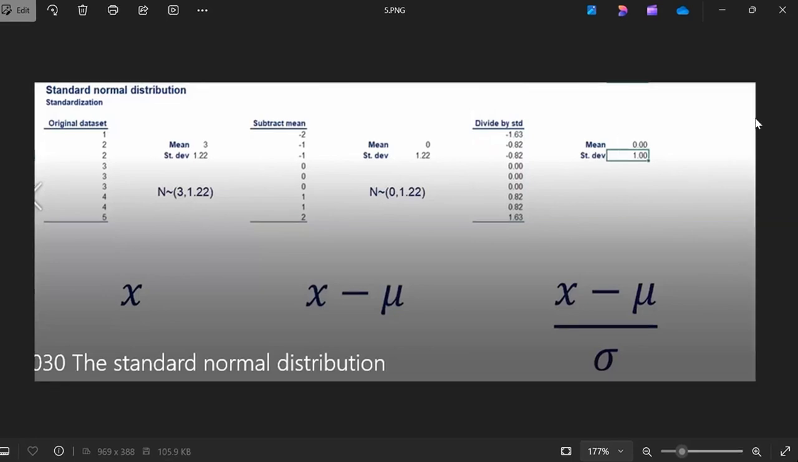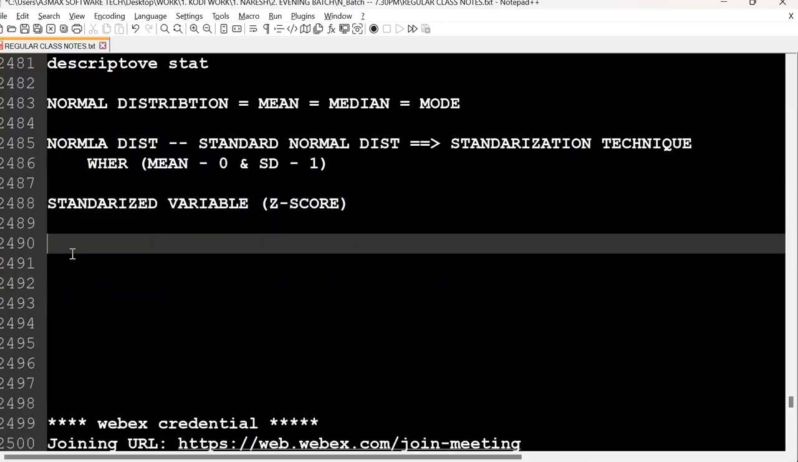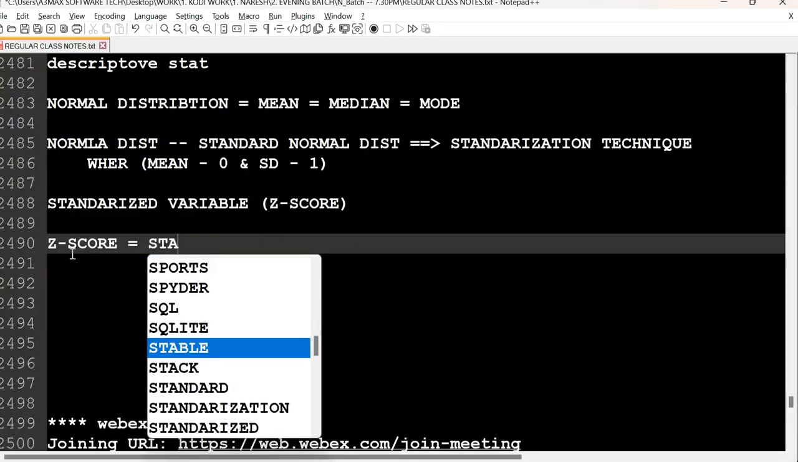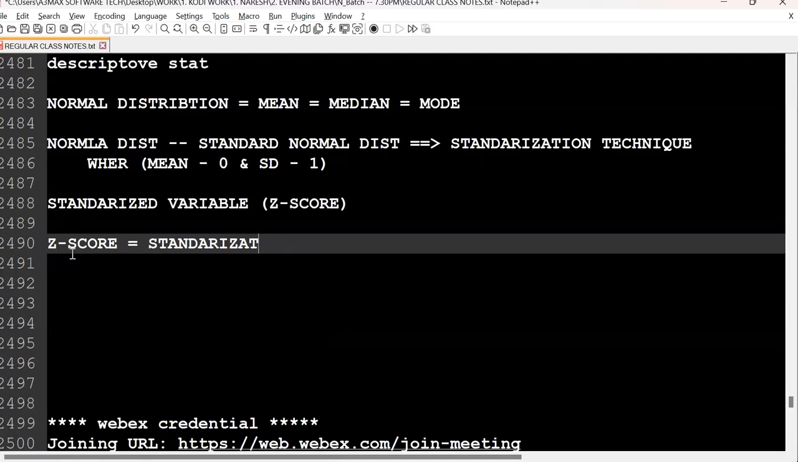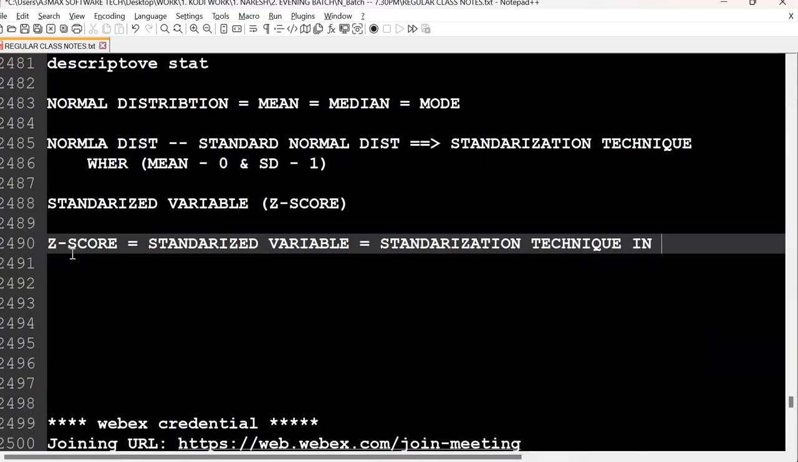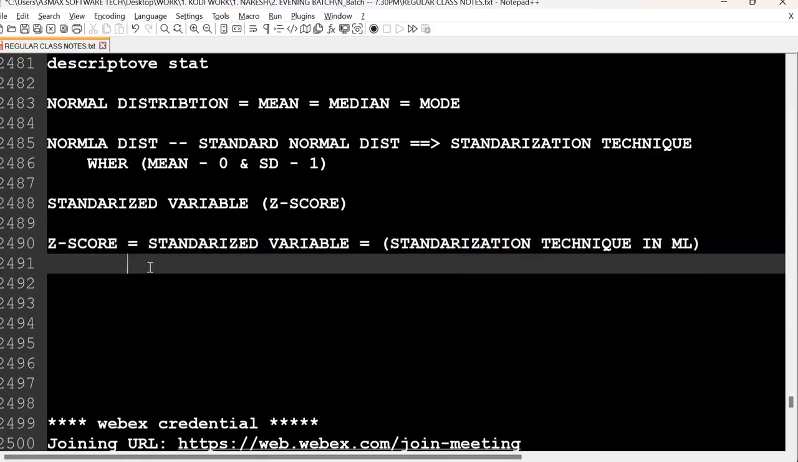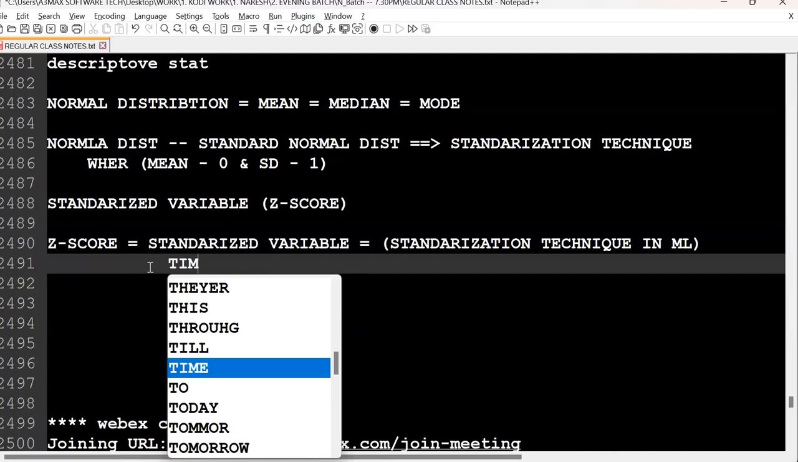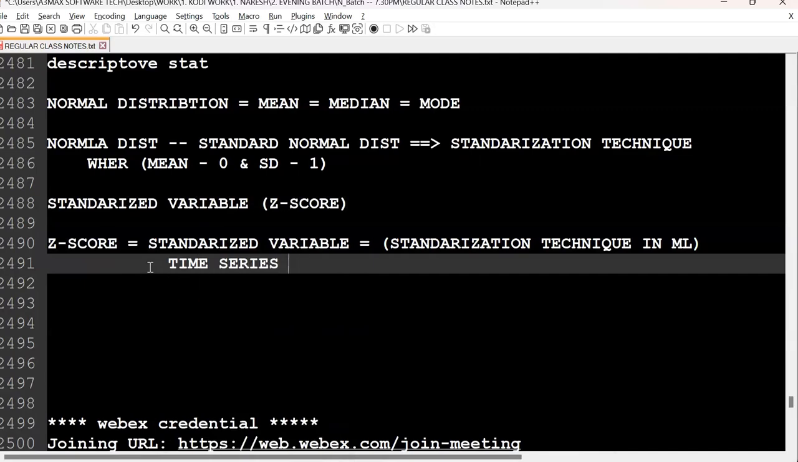Yes, very good, Swaraj. Okay, again, very simple. At this moment, try to understand Z-score, also called a standardized variable, also called the standardization technique in machine learning. I'll show you practical. And in time series, this technique is called white noise.